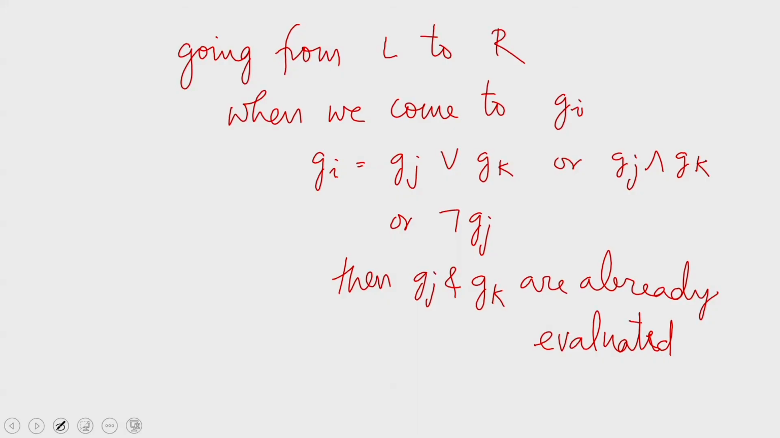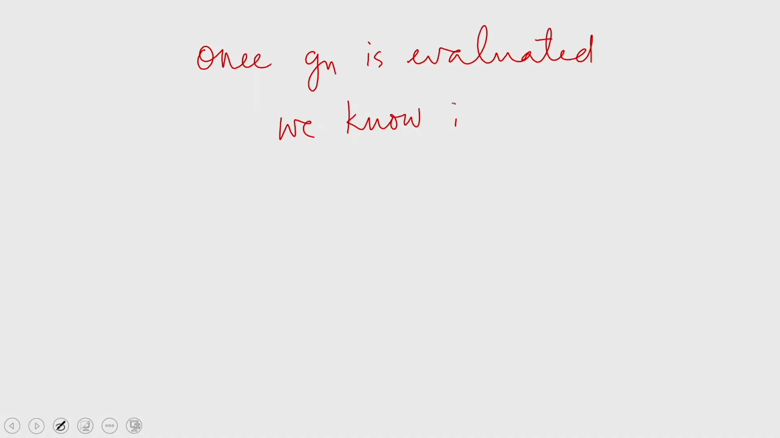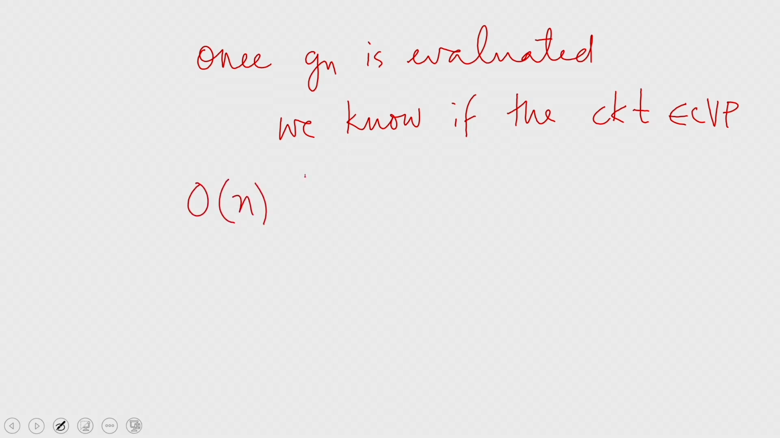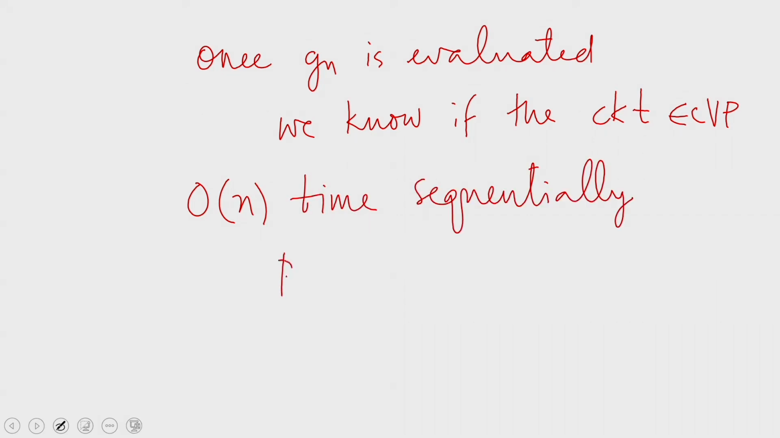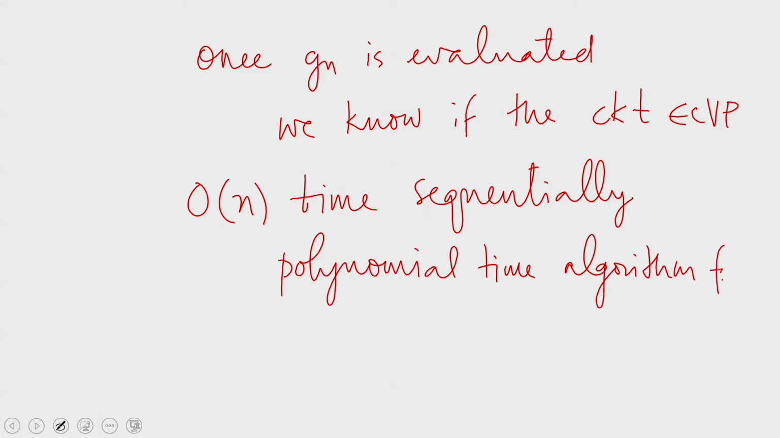So all that is necessary is to evaluate Gn. Once Gn is evaluated, we know if the circuit belongs to CVP or not. If the circuit belongs to CVP, then the circuit evaluates to 1, otherwise the circuit evaluates to 0. So the evaluation of the circuit can be done in order n time sequentially, which means there is a polynomial time algorithm for CVP. In other words, CVP belongs to P.